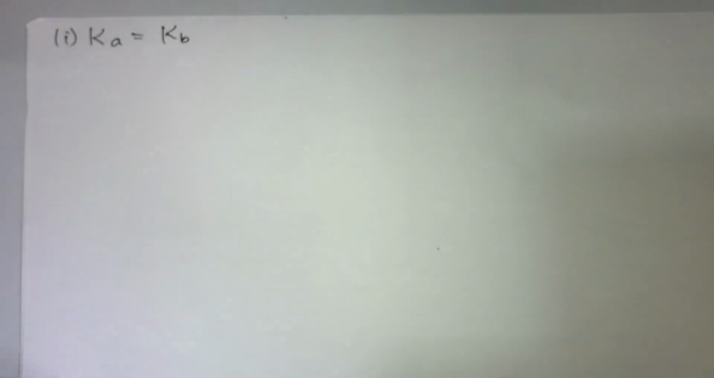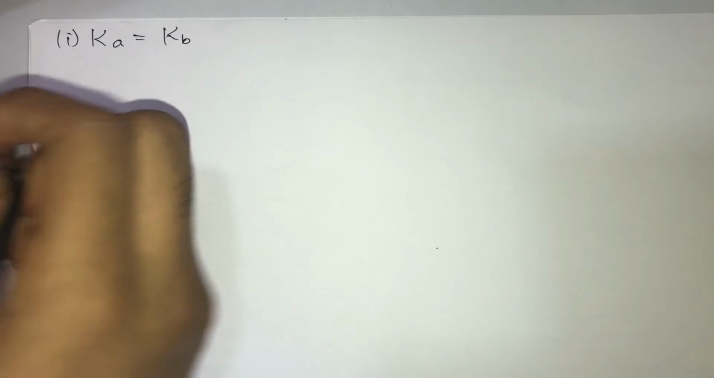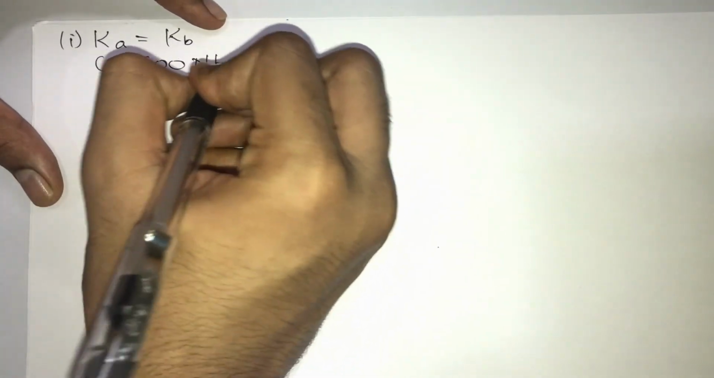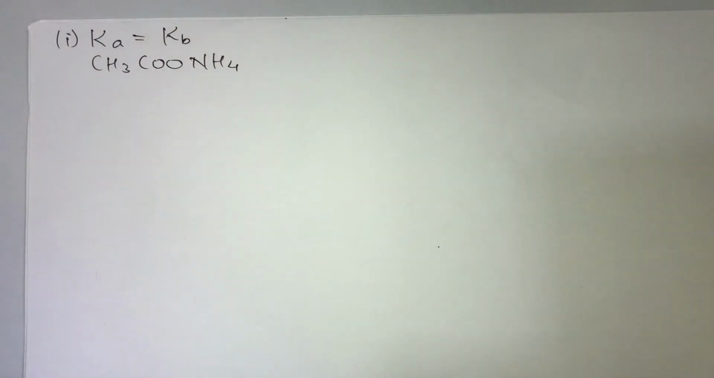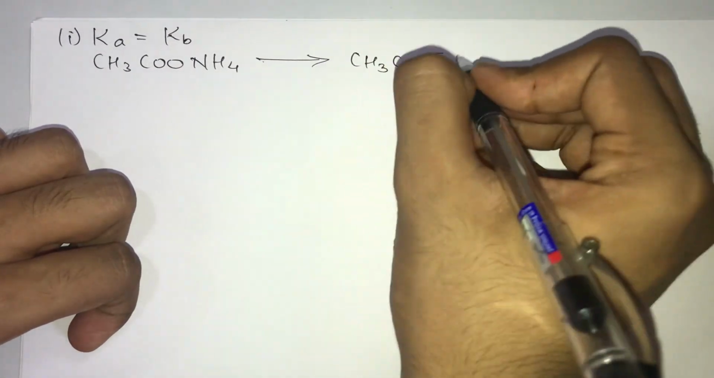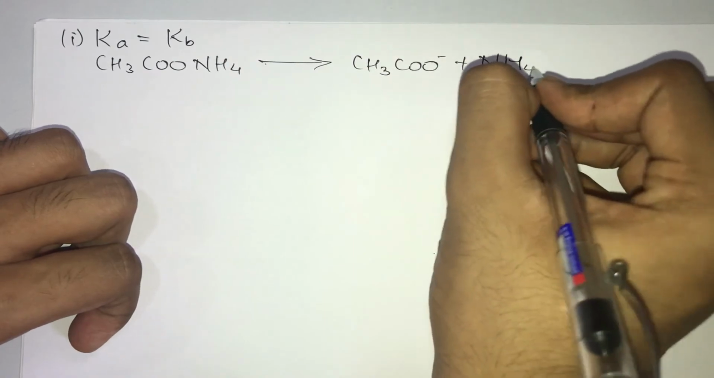So guys, let us understand the first case. There are three cases that we need to understand. The first case tells us what happens if the value of Ka is equal to the value of Kb, and the best example to understand this case is the salt CH3COONH4. Now as we all know, salt is a strong electrolyte, and since it is a strong electrolyte, it will get dissociated into its ions, that is CH3COO minus plus NH4 plus.